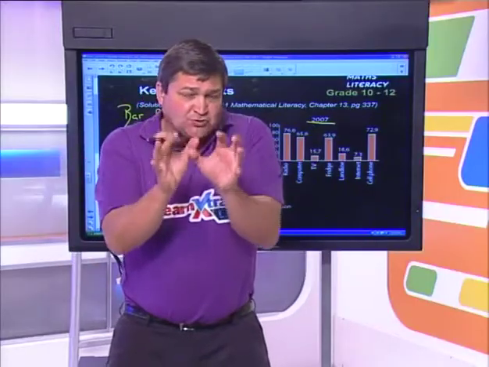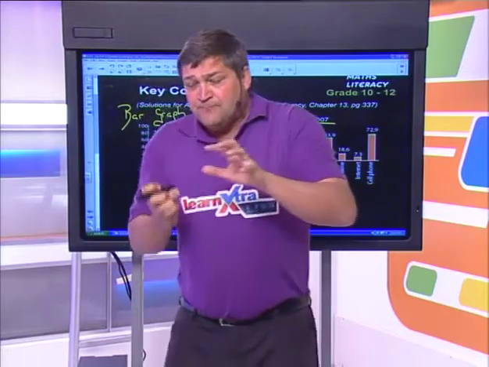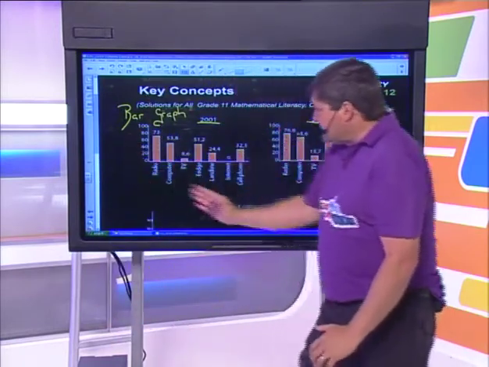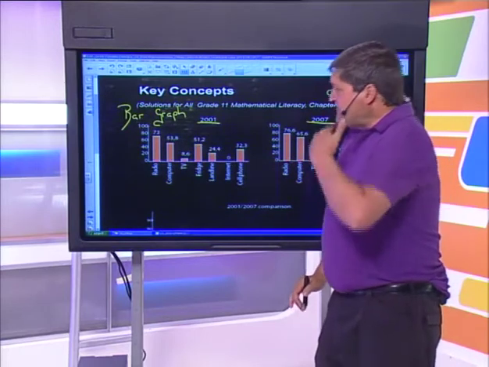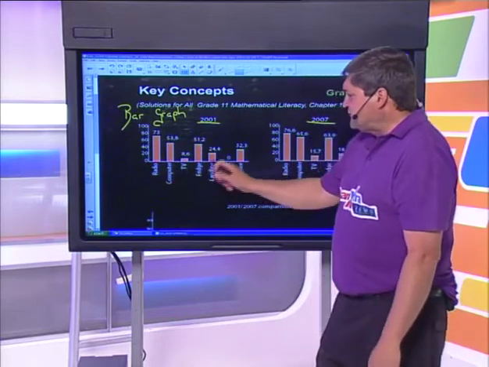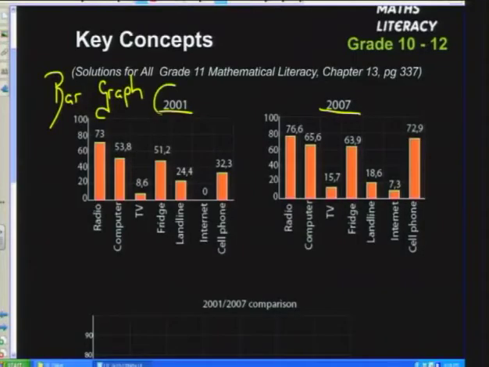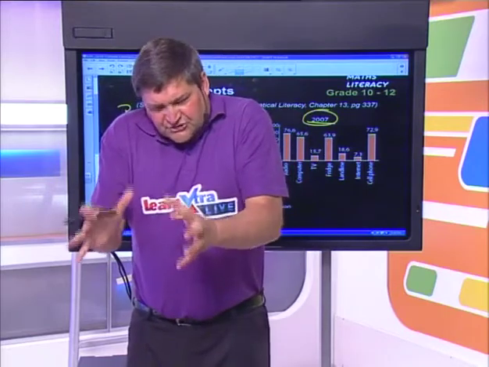Now, folks, the reason we draw a bar graph is to have a look at information pertaining to one specific year. So if you look here on this graph on the left-hand side, we're looking at the number of households that had radio, computer, TV, fridge, landline, internet, or cell phone in their homes in 2001. On the right-hand side, we're looking at the number of households that have these in the year 2007. So we've got two different bits of information, and we'll draw single bars if we just want to focus in on 2001.